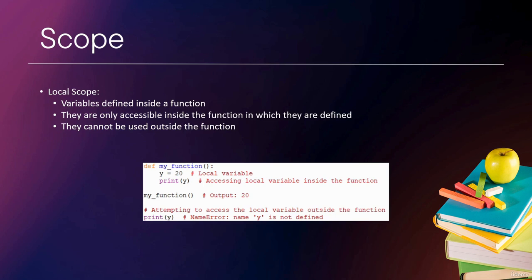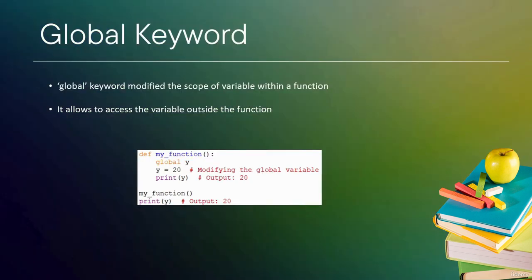However, we can still modify the scope of a variable from within a function using the global keyword. It allows us to access a variable outside the function, but for that we have to specify that the variable is global, by writing the global keyword. So let's start coding and have a look at this.